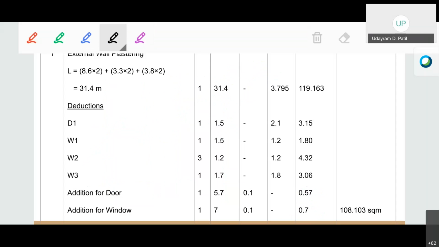So again, external wall plastering, from the gross quantity deduct these particular values and add the 0.57 and 0.7. That will give us the net quantity for the external wall plastering. Okay, so note that rules of deduction are most important. In the exam also they ask something different, like the size of the door is changed, so that you have to calculate. So look out for these three rules of deduction for the plastering, and again rules of deduction for the brickwork.